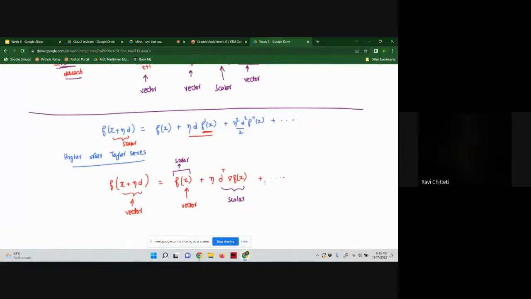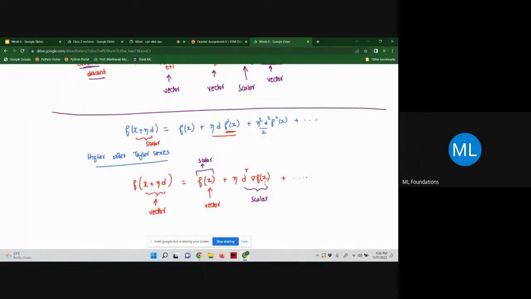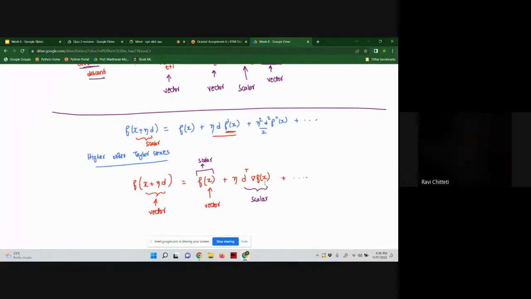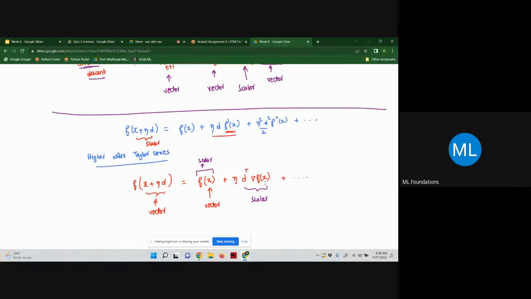I have another question here. Gradient descent, if we take it only for the first two terms, we get the normal thing. But if we go for higher order terms, it's essentially the same thing. But when do we actually use this higher order Taylor series?